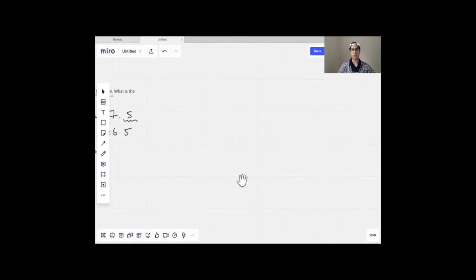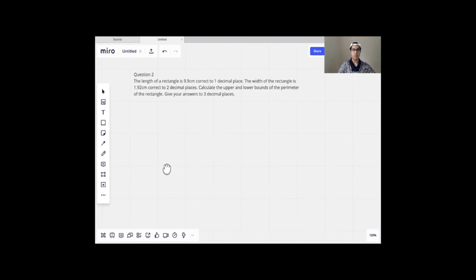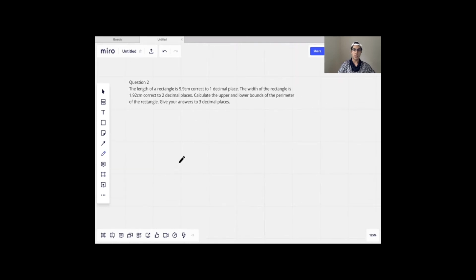Okay, let's move on to another question. The length of a rectangle is 9.9 centimeters, correct to 1 decimal place. The width of the rectangle is 1.92 centimeters, correct to 2 decimal places. Calculate the upper and lower bounds of the perimeter of the rectangle. Give your answer to 3 decimal places.